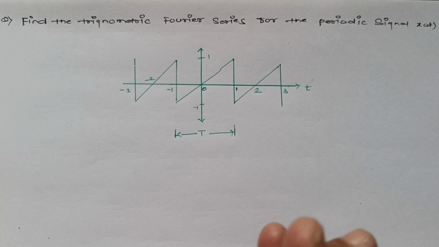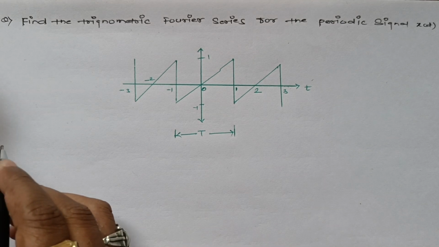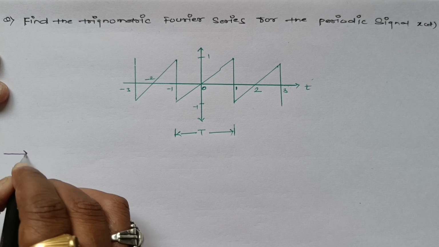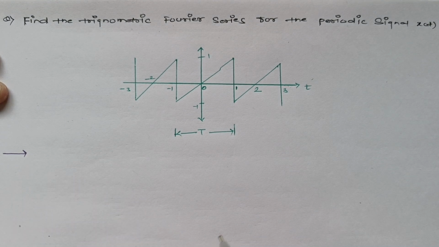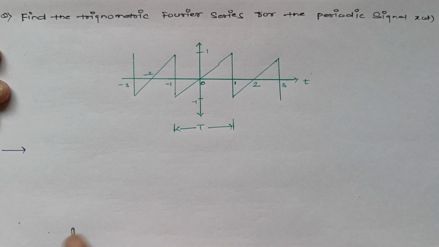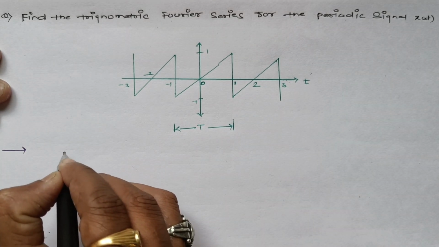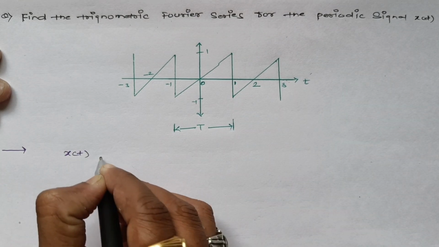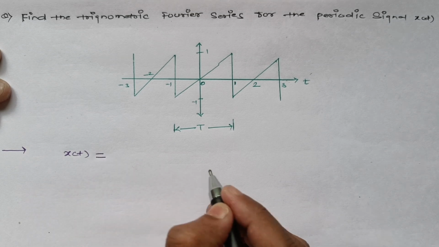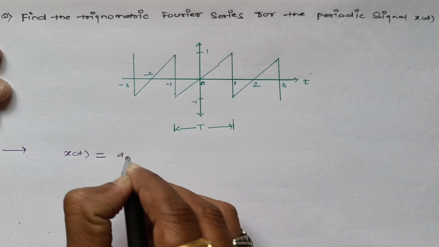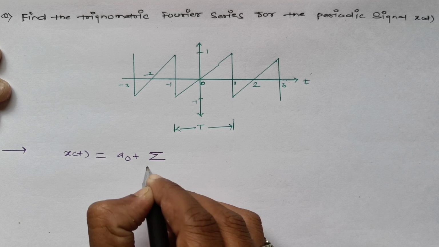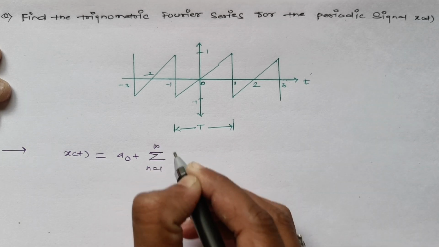Hello everyone. In this video we'll see another example on trigonometric Fourier series. Here again we have to find the trigonometric Fourier series representation for the given signal. Whenever such kind of questions are asked, we first write the standard form of representing any periodic signal x(t) as a naught plus summation 1 to infinity.